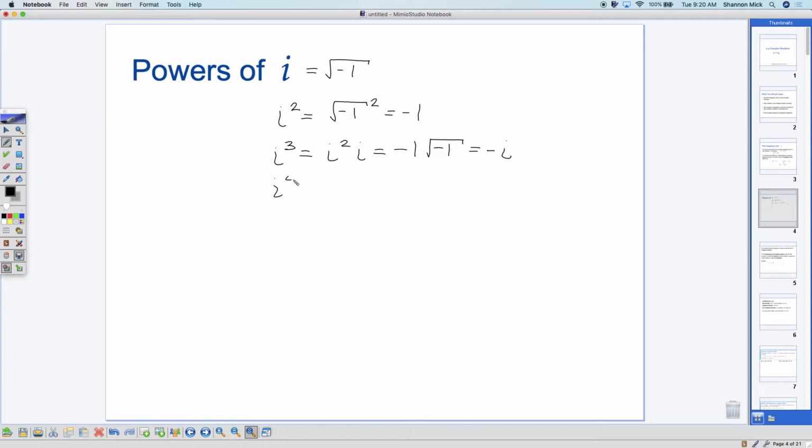Okay, so i to the fourth. i to the fourth would be i squared times i squared. That would be negative 1 times negative 1, which would be what? Positive 1.